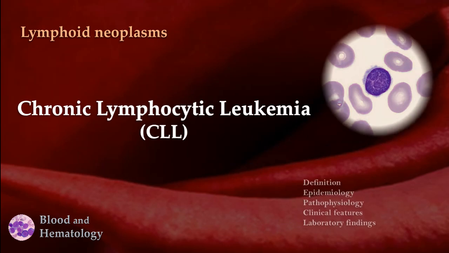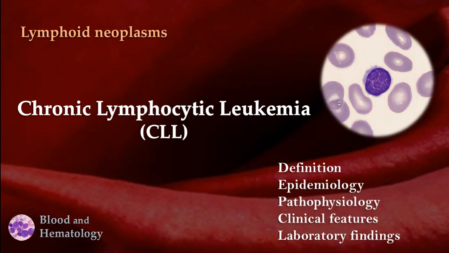This video is about chronic lymphocytic leukemia, CLL, the most common type of leukemia in Western countries and in adults. Definition, epidemiology, pathophysiology, clinical features, and laboratory findings of CLL are discussed in this video.